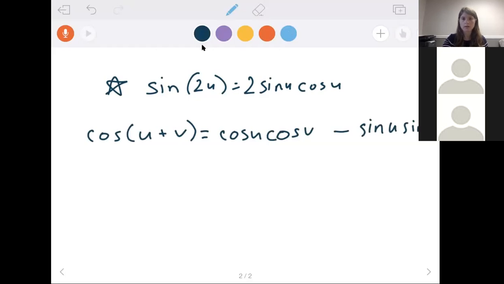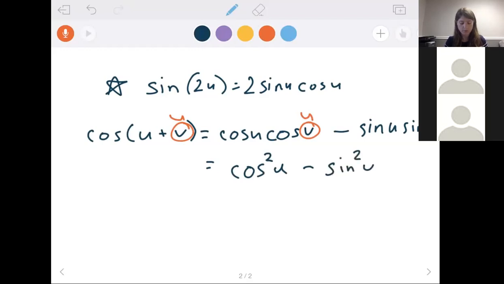So in this case, if we are thinking about plugging in and substituting, notice what we're going to get out. Cosine of u times cosine of u. We could write that as cosine squared u. And then sine u times sine u gives me sine squared of u.